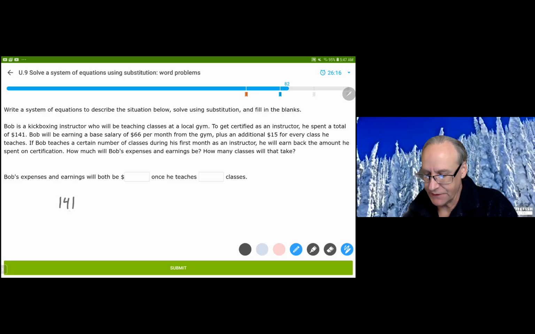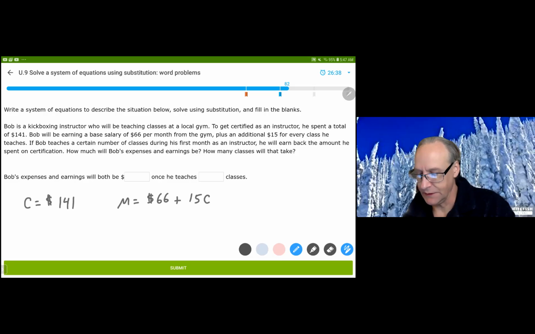$141 on his certification, and we want to know when will that be equal to his pay, and we'll go ahead and separate them out. This is $141 is what he paid for his certification, and this is going to be his monthly pay, going to be 66 plus 15 for each class he teaches. So we want to know when will he pay off his certification. So it's 141 is equal to 66 plus 15C.